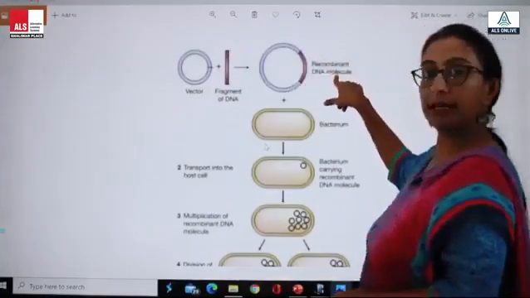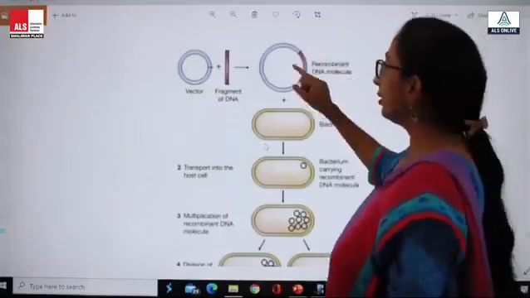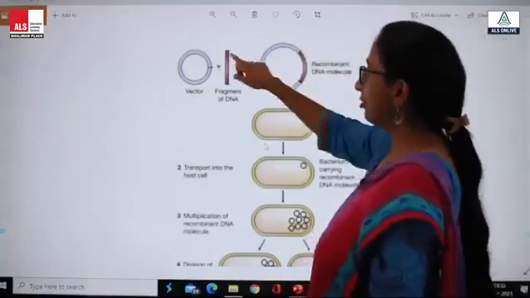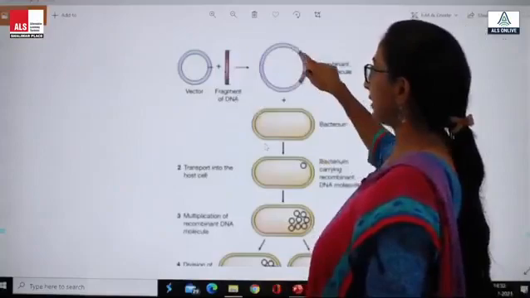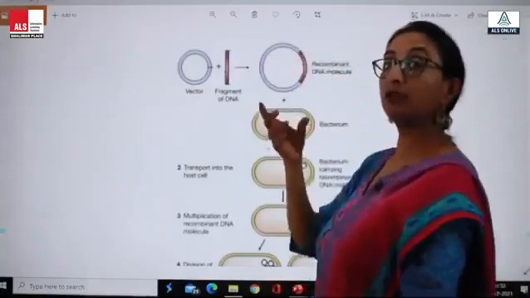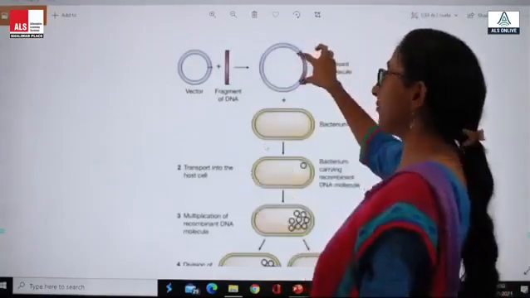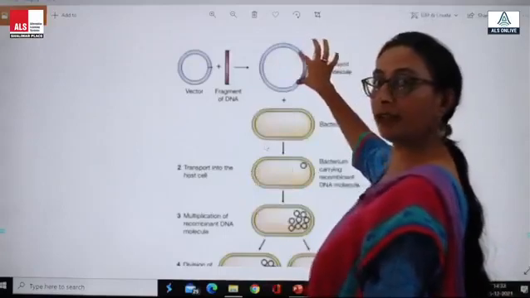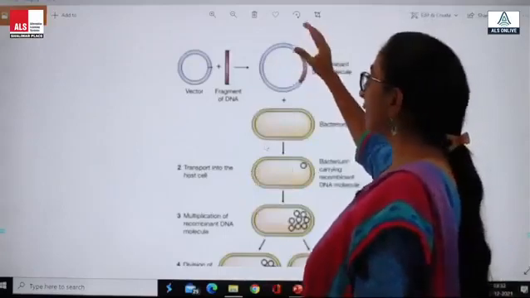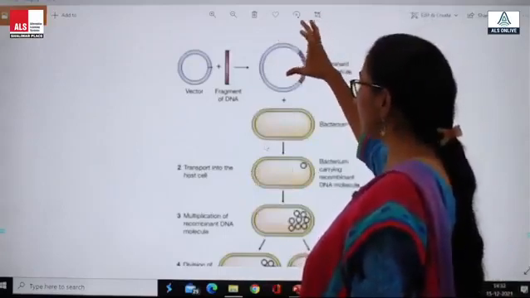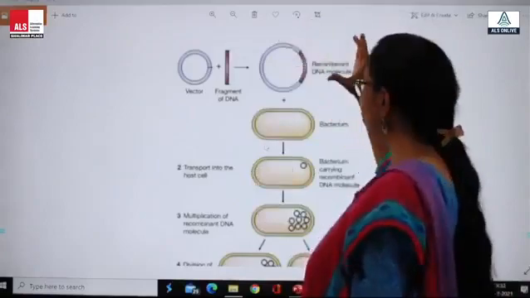This is called the recombinant DNA molecule. Here we have the plasmid and the gene we are interested in. In this case, the gene is coding for the insulin hormone. That gene we have inserted inside the plasmid, or the vector. Finally, we have to transfer this recombinant DNA molecule into a bacterial cell.